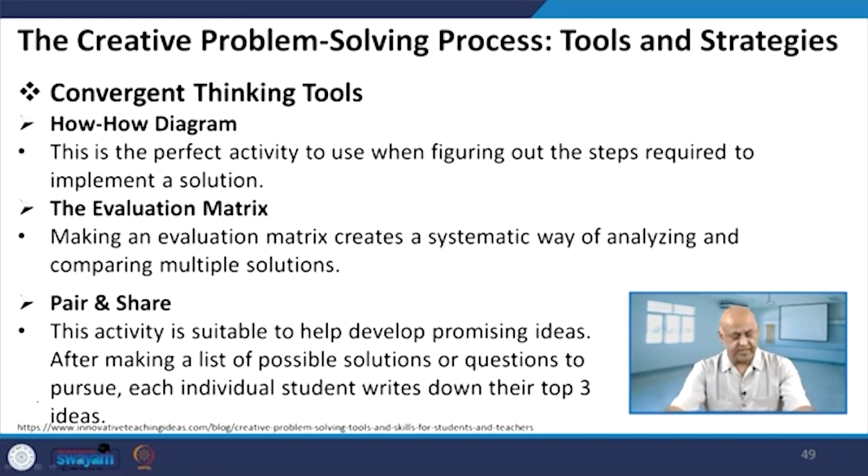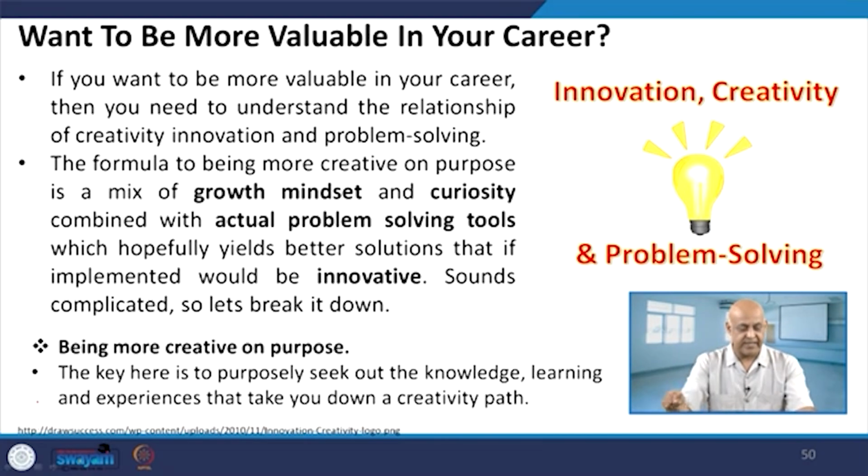Whenever we have these promising ideas, after making a list of possible solutions or questions to pursue, each individual student writes down their top 3 ideas. This type of exercise can be done in organizations also. Wherever you are at the workplace, you ask your team members to give their top 3 ideas to solve this particular problem. Especially in the case of Japanese companies, we find that this type of initiative has been given to academic institutes also to identify solutions to problems.